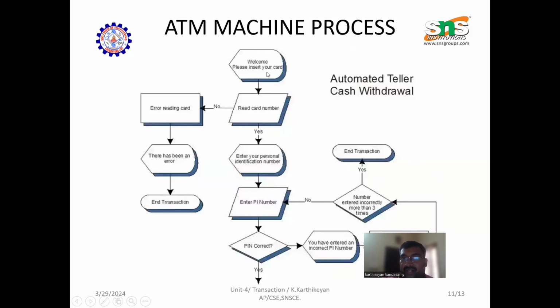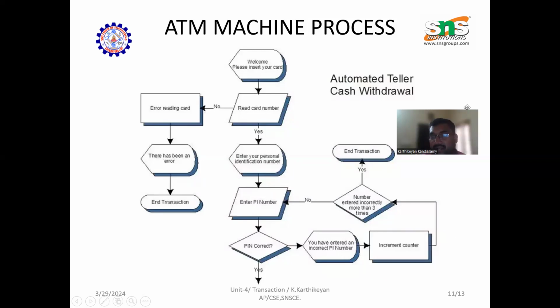Welcome. Please insert the card. Read the card. If yes, go to the next process. If no, error reading card, there has been an error, end the transaction. Suppose if yes, enter your personal identification number. Enter the PIN number. If the PIN is correct, you can go to the next step. If the PIN is not correct, you have entered an incorrect PIN number. We give 3 chances. The increment counter is started, and when more than three attempts are over, the process ends the transaction.